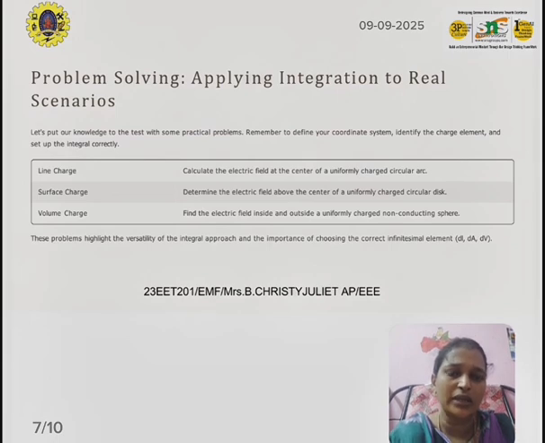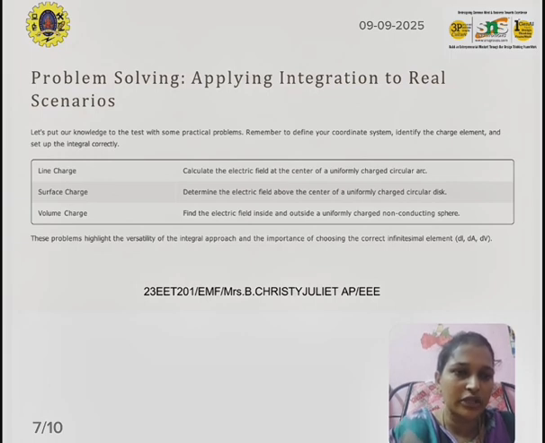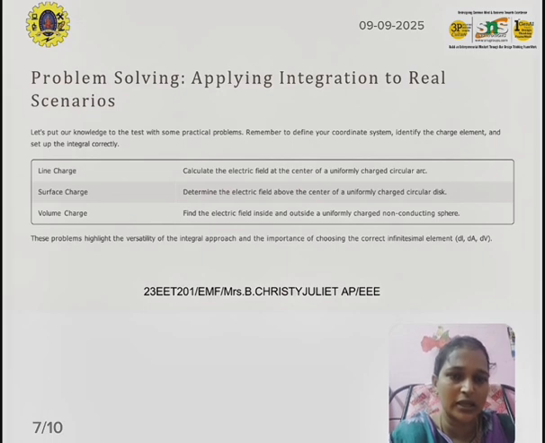Now here is a problem solving scenario. Let us put what we have learned so far into this problem, and we can have a short recall about the given charge element, and we can calculate it. For a line charge, consider the electric field at a point from a uniformly charged circular arc. The arc is circular, which is nothing but like a line. We are here to calculate the electric field at the center.